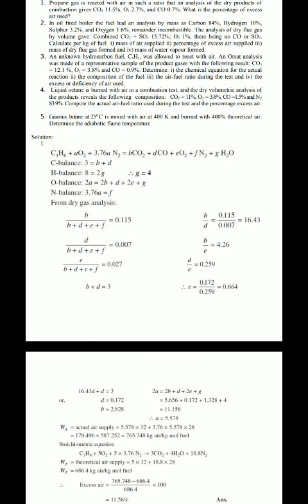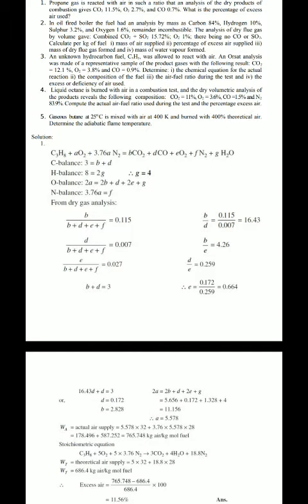So now we are going to discuss some problems on the fuels and combustion chapter. First, we have problem number 1, which is as follows: propane gas is reacted with air in such a ratio that an analysis of the dry products of combustion gives CO2 as 11.5%, O2 as 2.7%, and CO as 0.7%. Now the question is, what is the percentage of excess air used?